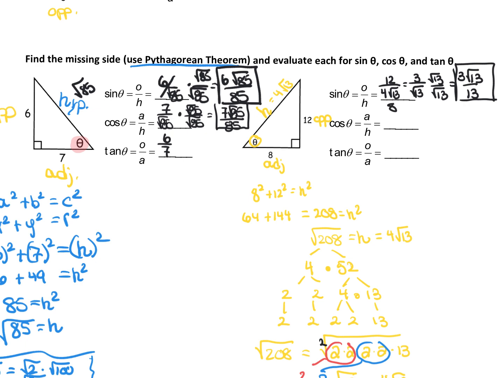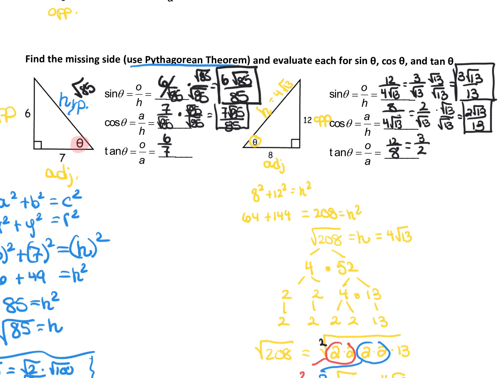Cosine is the adjacent, the 8 over 4 root 13. 8 divided by 4 is 2, so this is 2 over root 13. Then we have to rationalize by multiplying by root 13 over root 13. This gets me 2 root 13 all over 13. Tangent is the opposite over the adjacent, so my opposite is 12, my adjacent is 8. We need to reduce that fraction. 4 goes into 12 three times, and 4 goes into 8 two times.